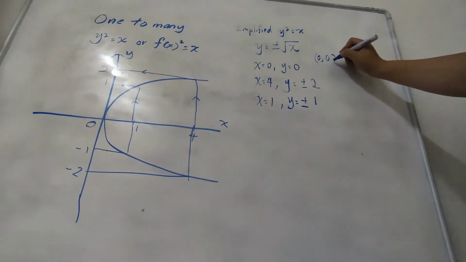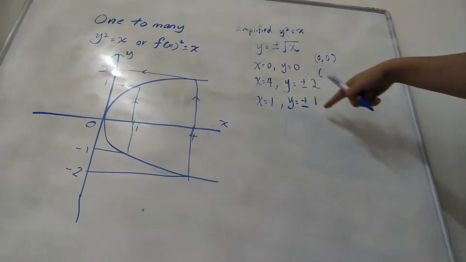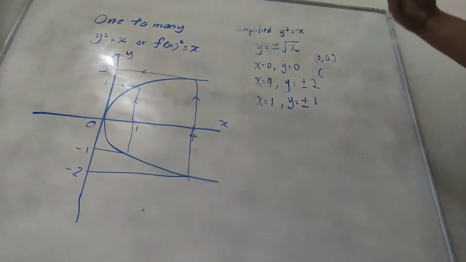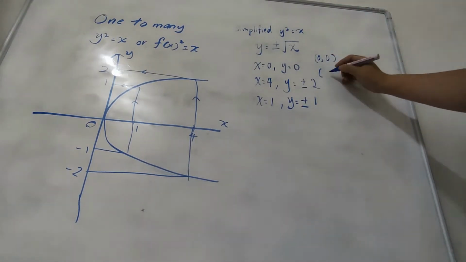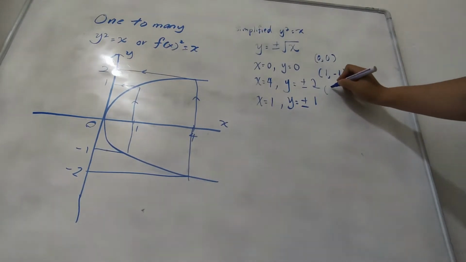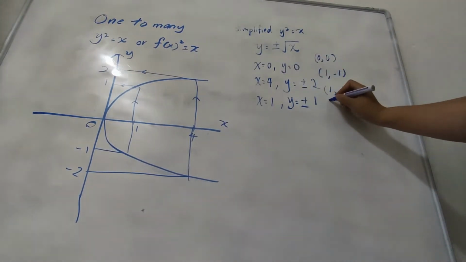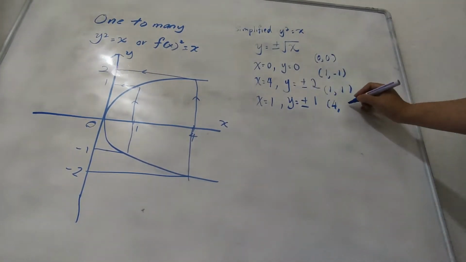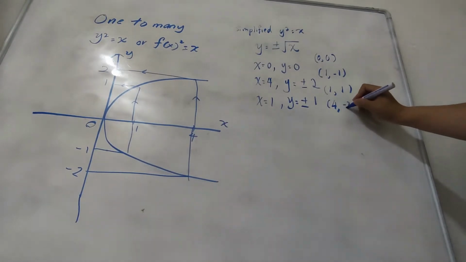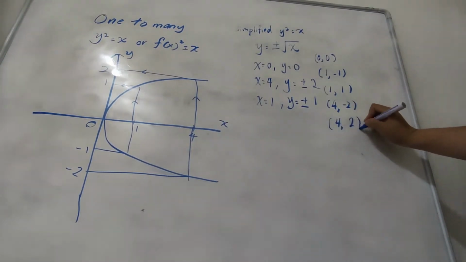0, 0. Start with the smallest one, in ascending order. So 1, minus 1, 1, 1, and then you have 4, minus 2, and then 4, 2.